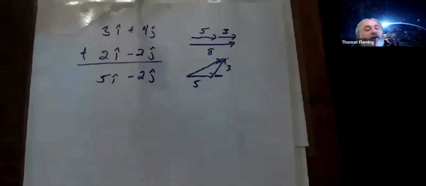But the question I asked was not, what's my final vector? The question I asked was, what's the magnitude and direction of that final vector? So how would I figure that out?